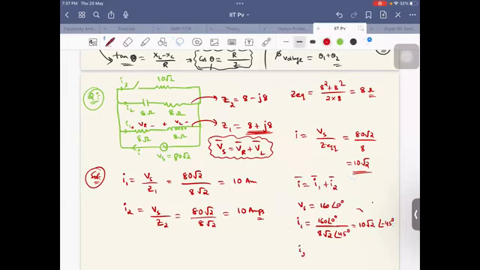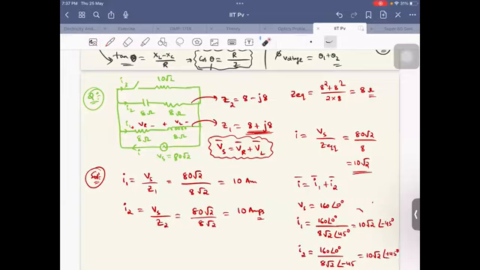Similarly, I2. Any doubt in this? Magnitude is 8 root 2, and what is the angle for this one? Now the sign is minus, so tan phi is minus 1, which means minus 45 degrees. So now what will you get? 10 root 2 angle plus 45 degrees. So what is the phase difference now?